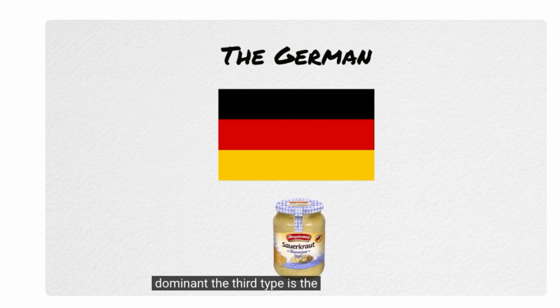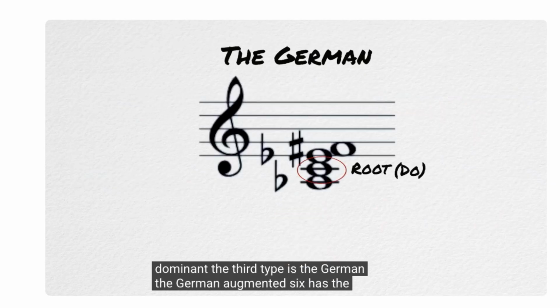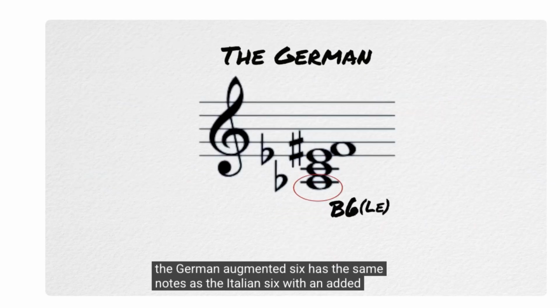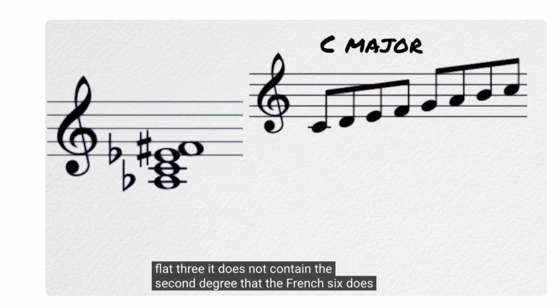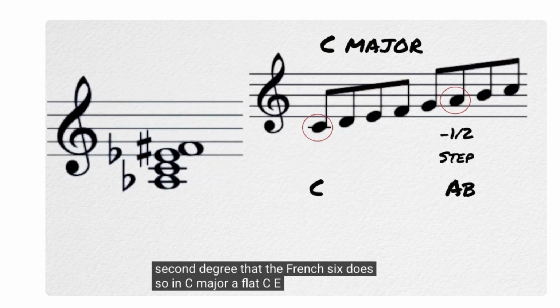The third type is the German. The German augmented sixth has the same notes as the Italian sixth with an added flat 3. It does not contain the second degree that the French sixth does. So in C major, A flat, C, E flat, F sharp.